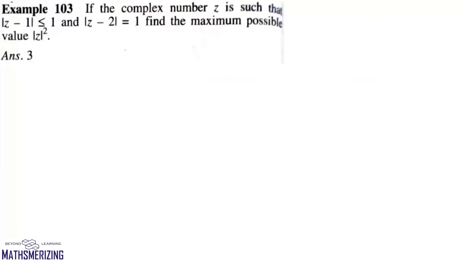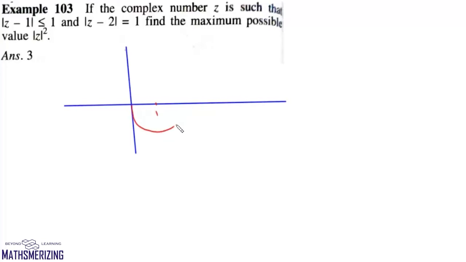Now here the question is, if the complex number z is such that mod z minus 1 is less than or equal to 1. So we have the coordinate axis, and then we have a circle whose center is at 1 and whose radius is also 1. So we are talking about all the points on or inside this circle. Now this point is 0 and this point is 2.